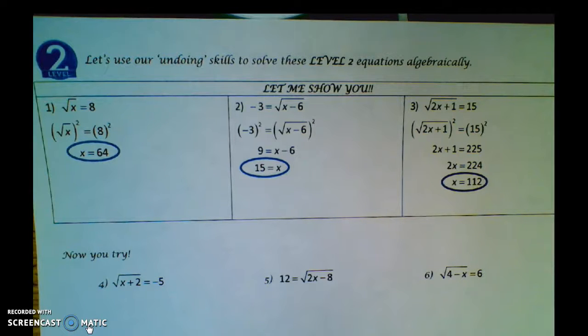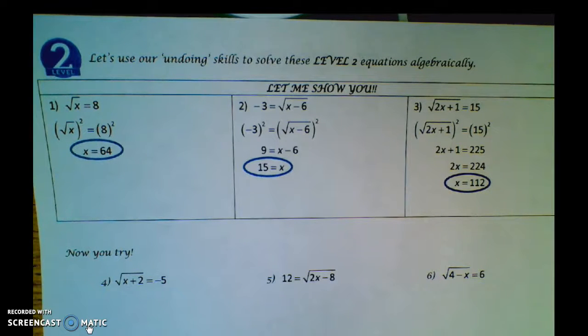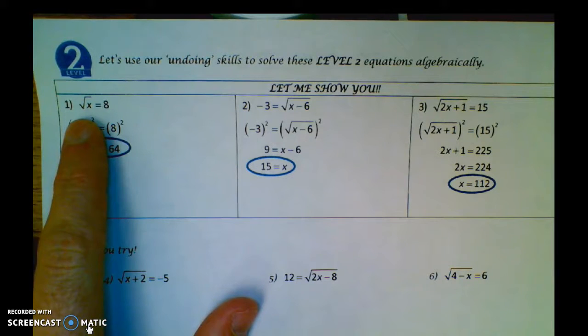Alright, this is Unit 5 of Radicals, and we're on Day 1, Level 2. Just looking at using our undoing skills to solve these level 2 questions algebraically. So when you're given a problem with a radical, you want to solve it like you would normally solve any equation. You want to undo what's happening to the x.